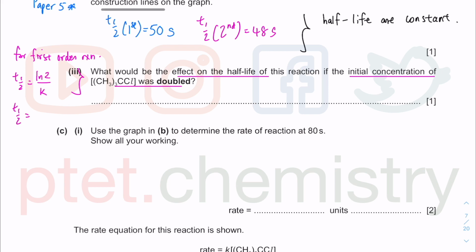Of course, it's stated in the syllabus as 0.69 divided by rate constant. ln2 is just natural logarithm. ln2 is 0.69 something. And this bottom thing is your rate constant, which will remain constant at constant temperature. There are no concentration terms in there. So it doesn't matter what happened to the concentration. A first-order reaction will not be affected when the concentration of the halogenoalkane changes.